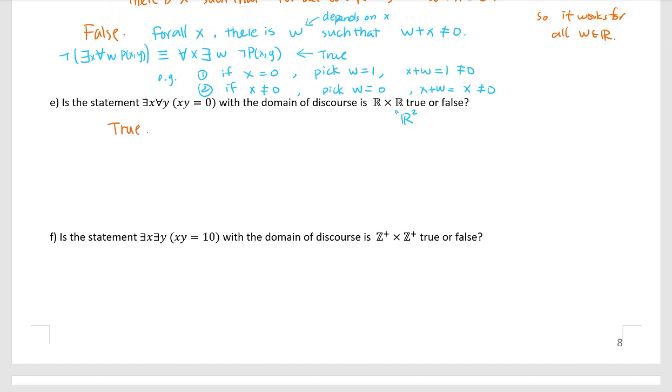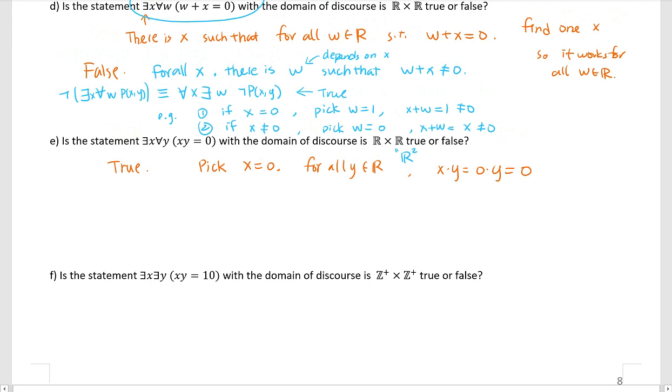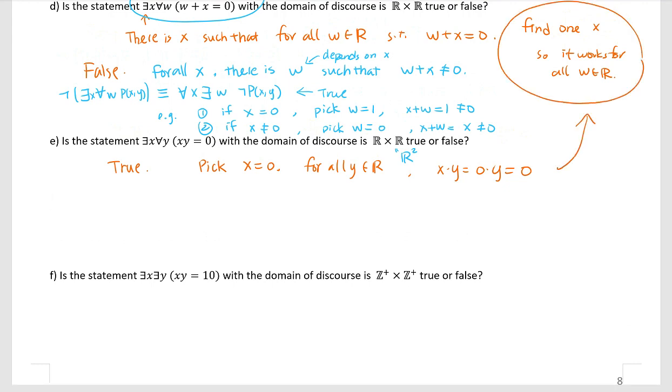So this is true because we can pick x to be 0. So 0 actually works for all values of y. Then for all y a real number, x times y is 0 times y, which is 0. Okay? So to show this statement is true, we just need to find the x value, and it works for all values of y. And this is exactly like what we did here. We find the x value, it works for all values of y.